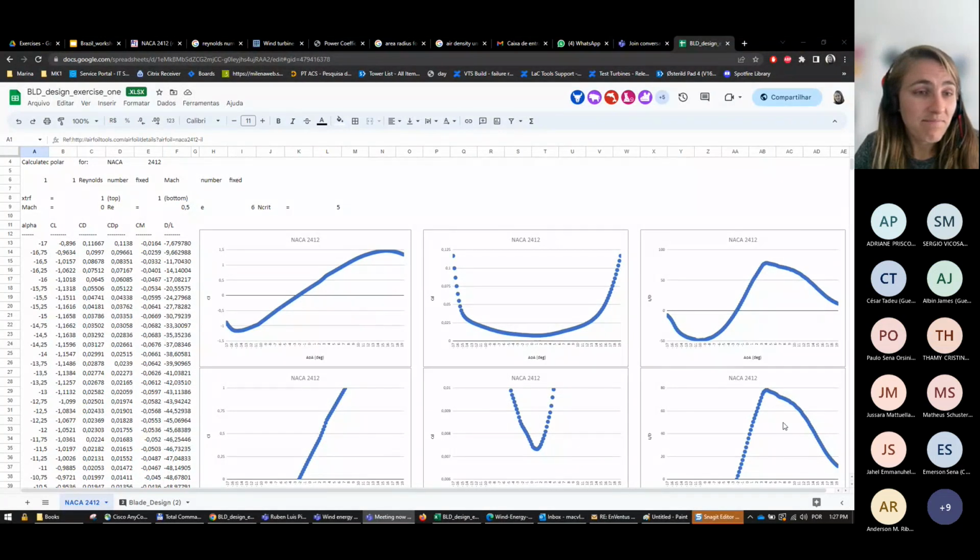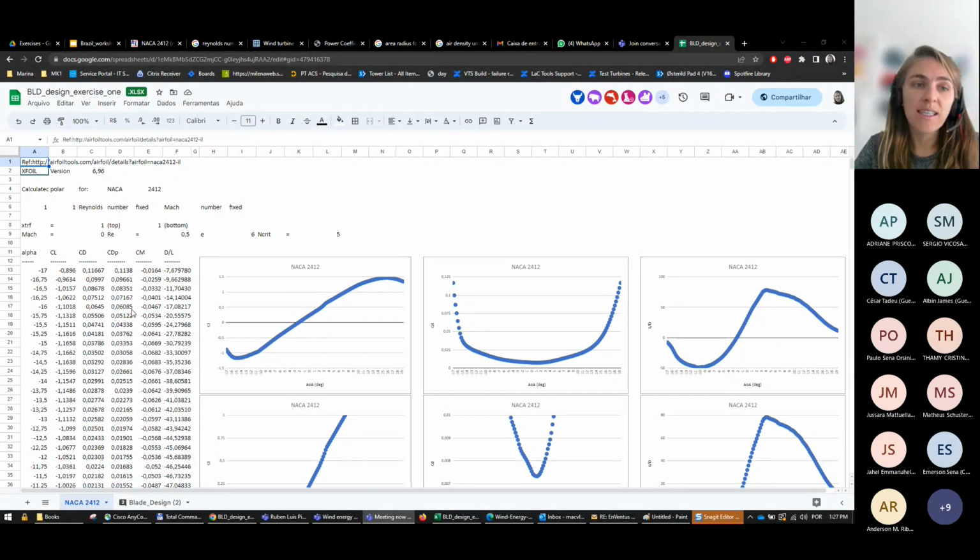So let me explain a bit the simplifications that I made. I included here only one airfoil. Of course, on a wind turbine blade you have different airfoils, but I decided to include only one for simplification. But having this Excel later, you can define different airfoils and see different possibilities for a blade.